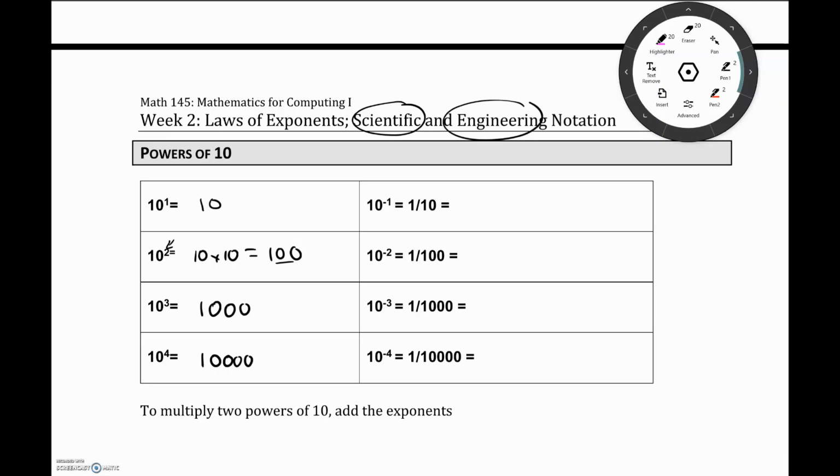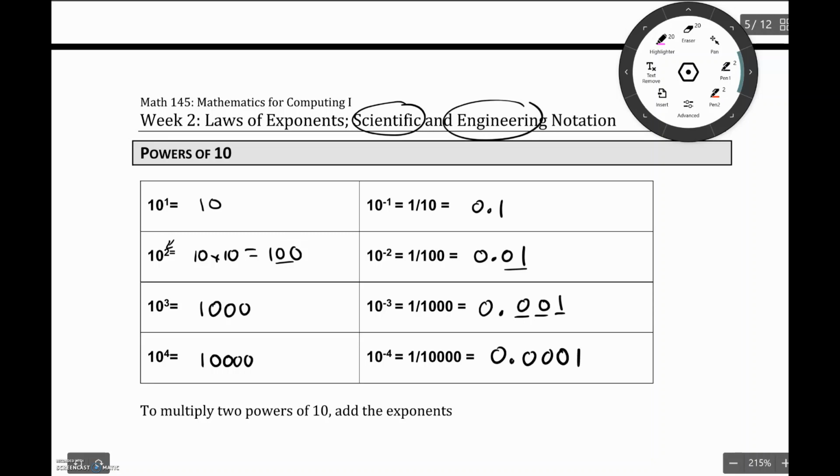10 to the negative 1 is 1/10, which is 0.1. 10 to the negative 2 is 1 over 100, which is 0.01. You can see the pattern already. Negative 2, there are 2 numbers there, ending with 1 and zeros in between. 10 to the negative 3, we're going to have 3 numbers after the decimal point with a 1 there and 2 zeros. 10 to the negative 4 is going to be 0.0001. Next we're going to see how to write numbers in scientific and engineering notation.